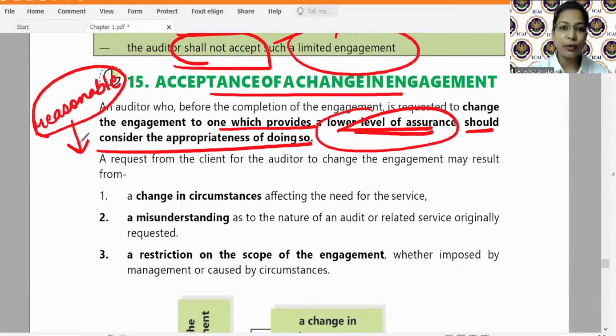तो इससे related there was a doubt also. I don't remember the name of the girl, but I hope now it is clear. Lower level of assurance कि आप reasonable से भी कम ले पा रहे हो. Why? Because you have reduced the work ना.